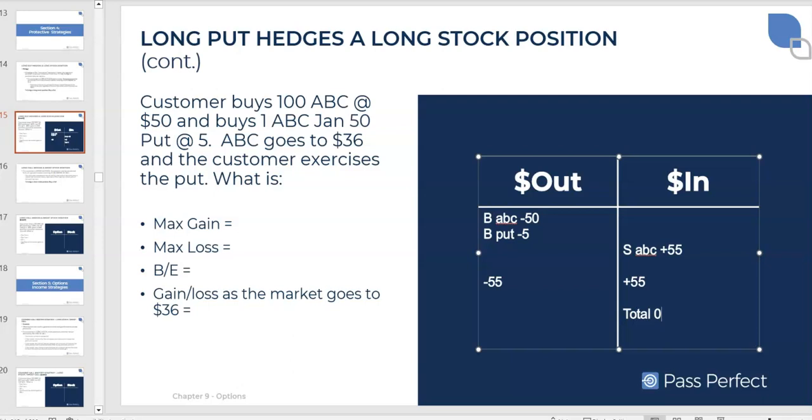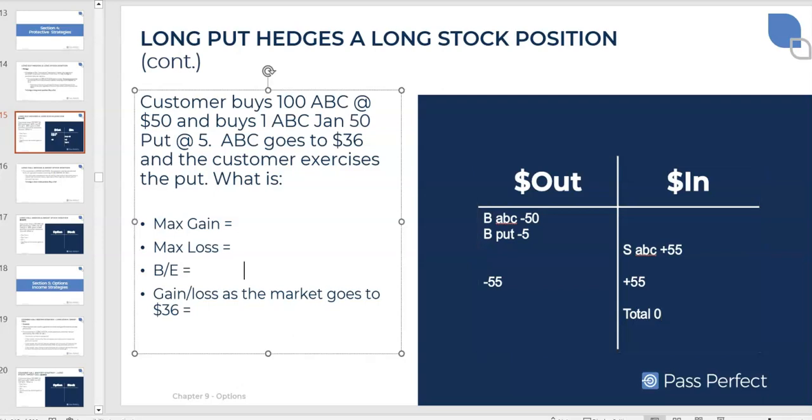But that's the cost of insurance, and that's just the price you pay. That's the cost of protection, and investors are going to say they're okay with that. They give up some of the upside, but it protects against the downside. So let's take a look. That's our break-even point now: 55.